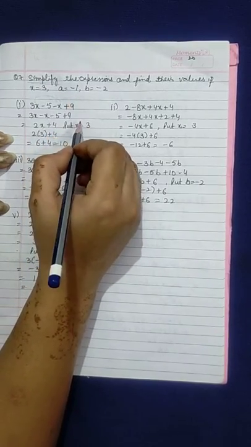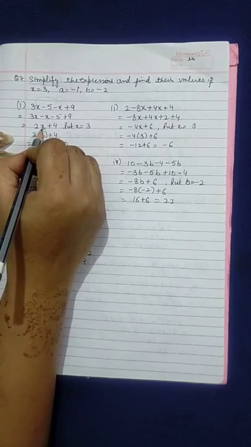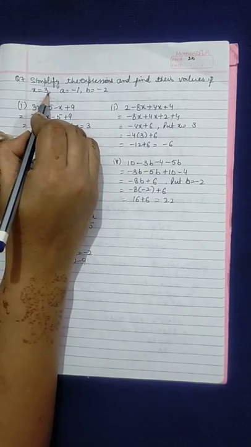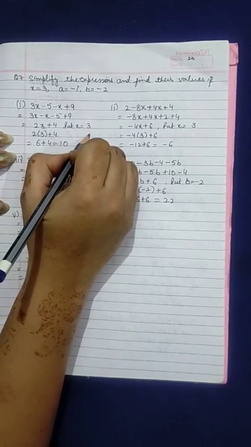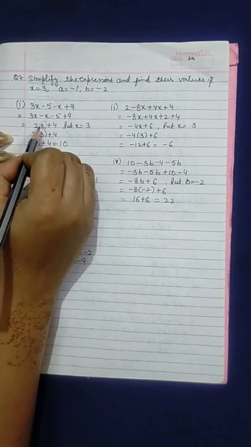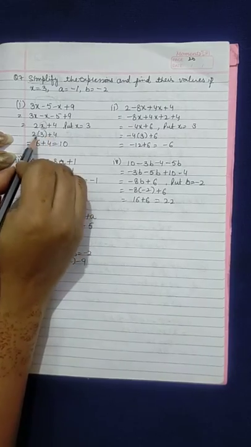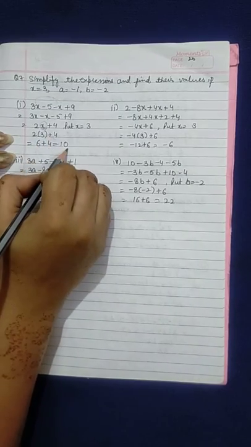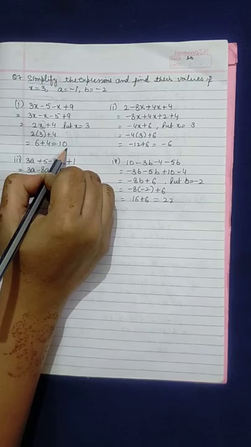Now after that, you can see here we have x and the value of x is 3. So put x as 3 where there is x. So let's start. 2 into 3 plus 4. 2 3s are 6. 6 plus 4 is 10. And this is your answer.